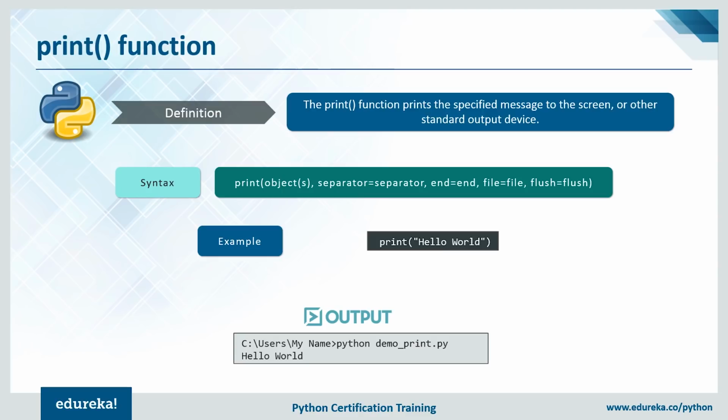Objects basically refers to any object, right? You can have any number of objects you want. All of these will be converted to a string before it is printed. And then we have separator, guys.